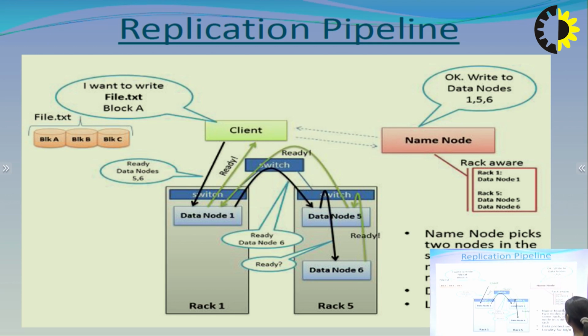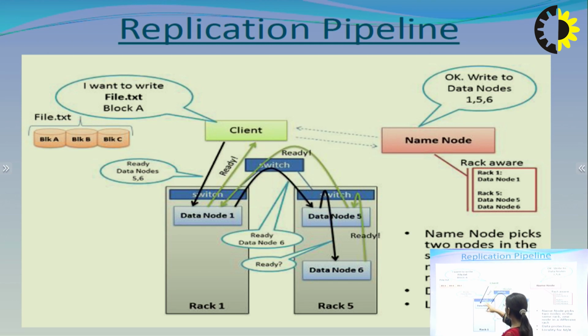So here 3 nodes are there in which copies of the block A exist. The name node sends this response to the client, and then the client is directly attached to the data node. The client requests a ready message, ready data node 5 and 6. First is rack 1 and second is rack 5. Rack 1 has data node 1 and rack 5 has data node 5 and data node 6 that contain block A.